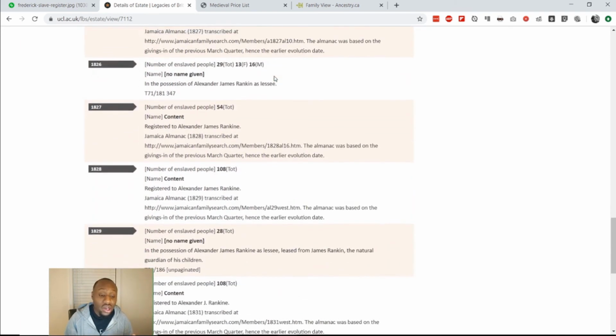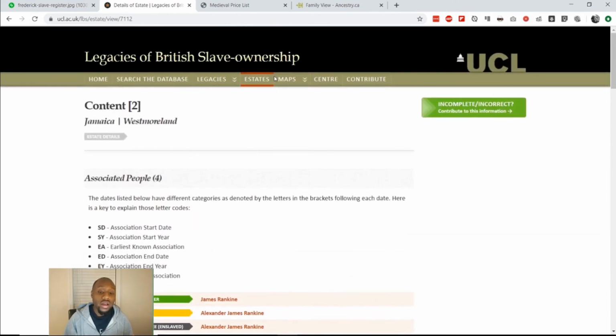So I think that's all I want to show you in terms of the slave register and understanding what happened after slavery with the British owners and understanding what the names of these plantations were. So I hope you gather that information.